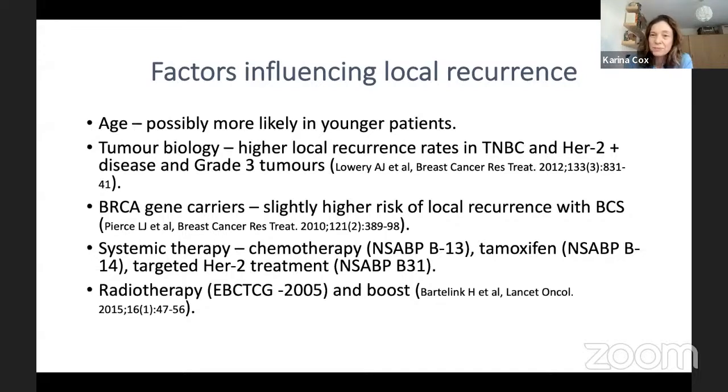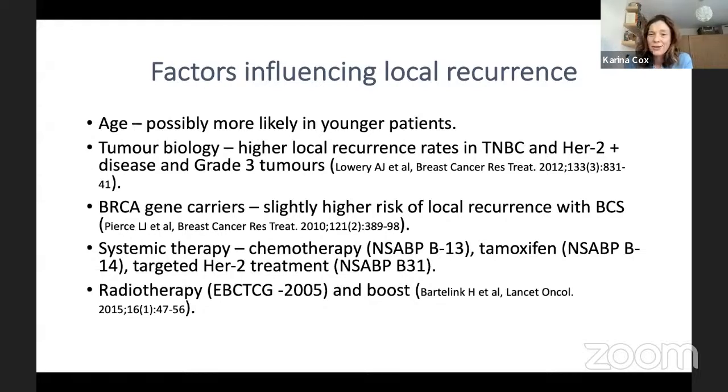So as I've mentioned briefly, chemotherapy. We've got masses of trials showing that chemotherapy reduces local recurrence as well as systemic recurrence. Really good data about tamoxifen reducing local recurrence. And again, with targeted HER2 treatment as well, that not only reduces distant recurrence, but it also reduces local recurrence as well. And again, radiotherapy, and you can boost as well. So radiotherapy and boosts can also be used for people at slightly higher risk of local recurrence.